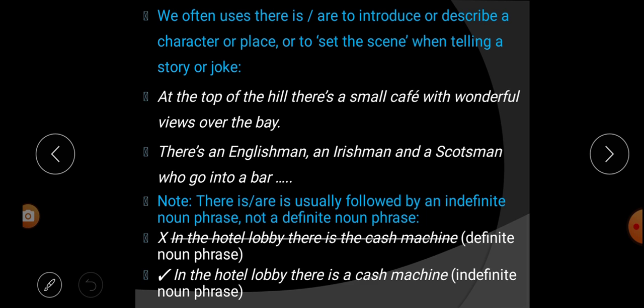So what is correct then? In the hotel lobby, there is a cash machine. It is an indefinite noun phrase. How? Because look at here, article a is used. That's why it is an indefinite noun phrase. So from this note, what you learn is that introductory there plus is/are is usually followed by an indefinite noun phrase, not by a definite noun phrase.